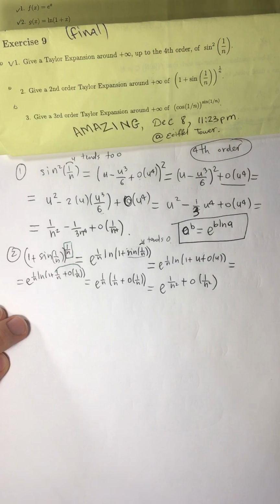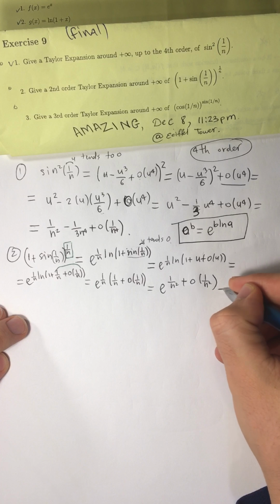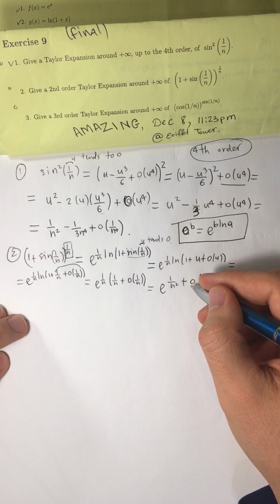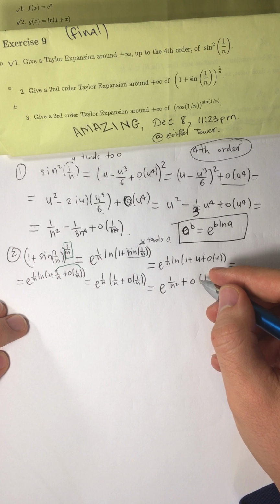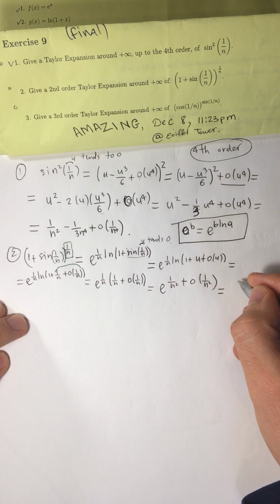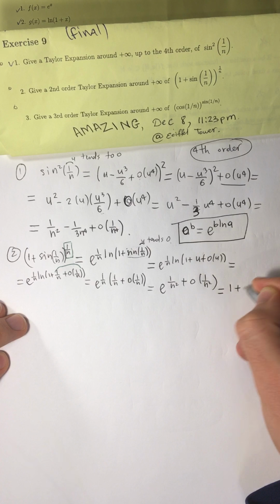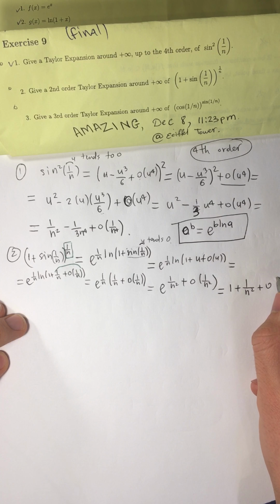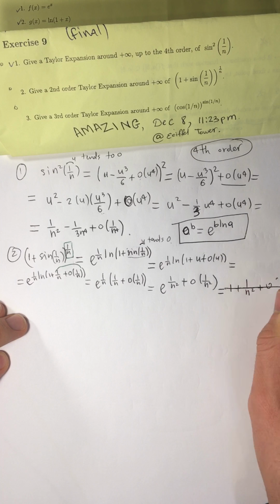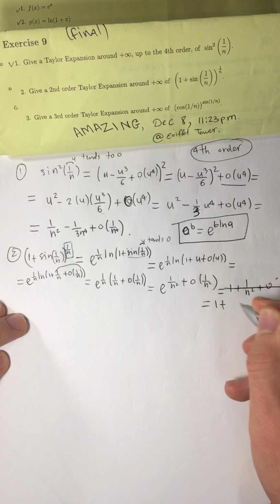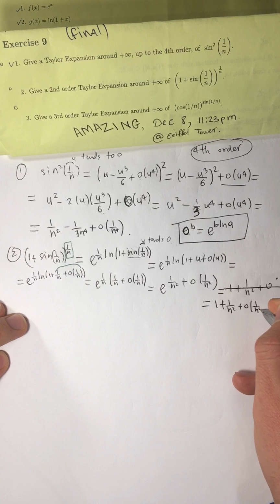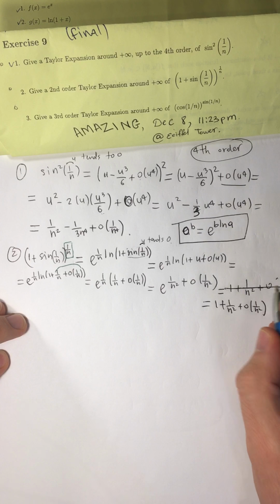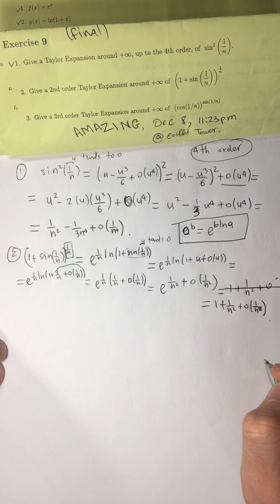Now from this one you can directly go to 1 plus 1 over n square plus O(1 over n square). I'm going to write it here: 1 plus 1 over n square plus O(1 over n square). So this is your final answer. This is square, by the way. This is the final answer.